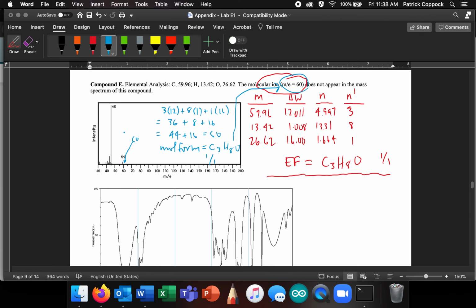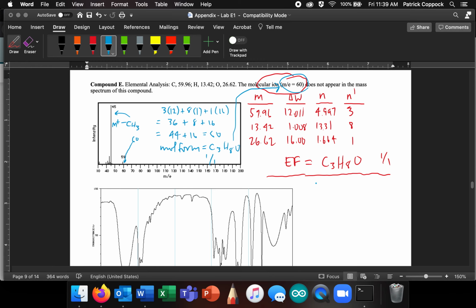Next thing we could do, I guess, we could take away 15 and say that this must be the molecule minus a CH3 group, the M plus minus a CH3 group, right? Because CH3 is 15. So we probably have a CH3 on here. All right, we already got our point for the mass spec.